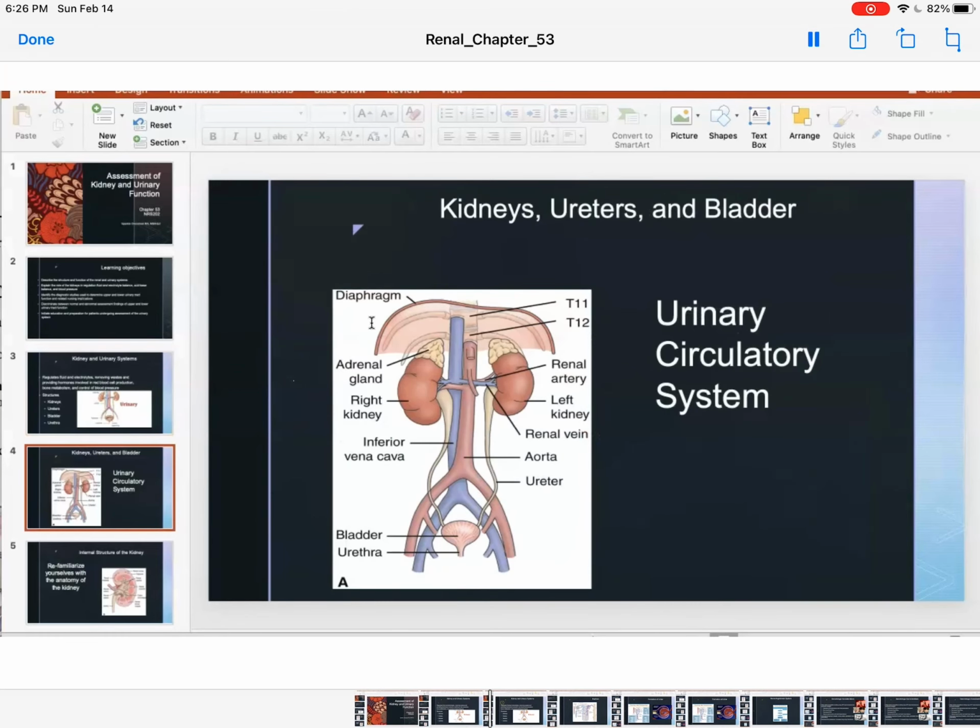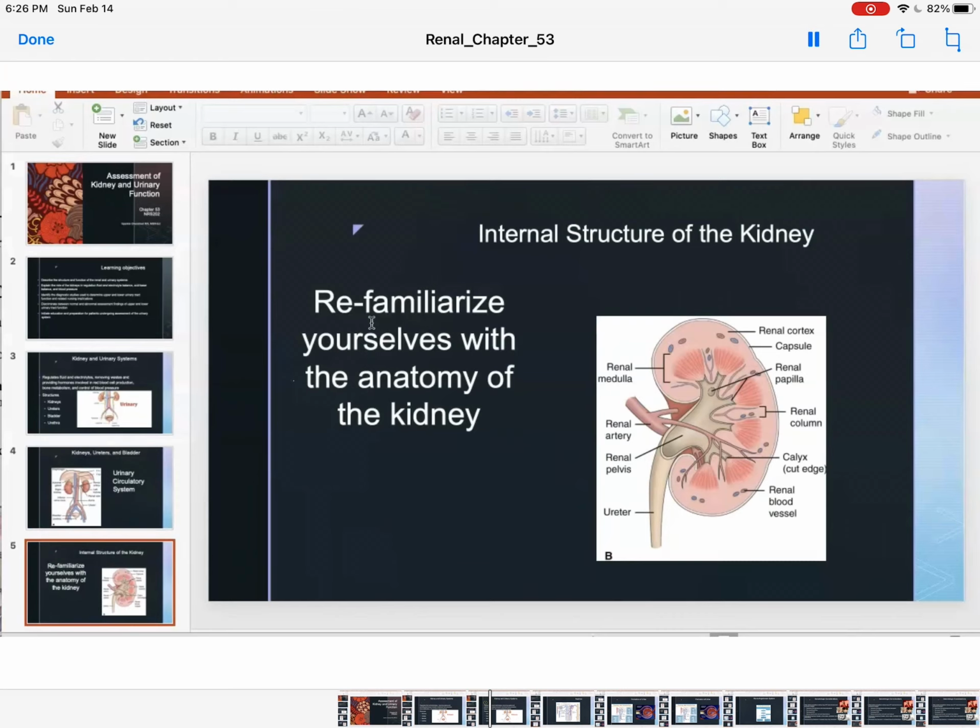Here's a good picture of the kidneys, ureters, and the bladder, which together make up the urinary system. Make sure you familiarize yourself with the anatomy of the kidney.